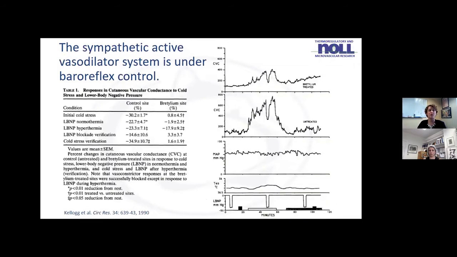And in fact, these data from Dean Kellogg back in the 1990s suggest that the sympathetic active vasodilator system is also under baroreflex control, such that during times of lower body negative pressure, when skin blood flow is elevated and that active vasodilator system is active, the reduction in skin blood flow is because of a release of that active vasodilator system.